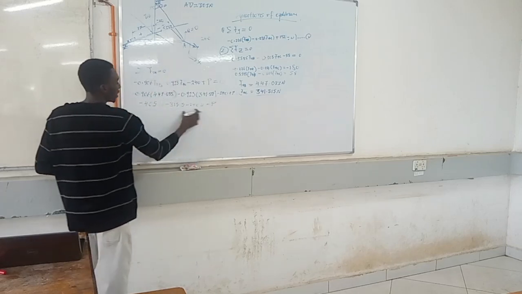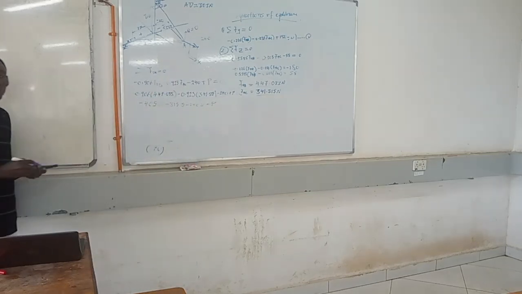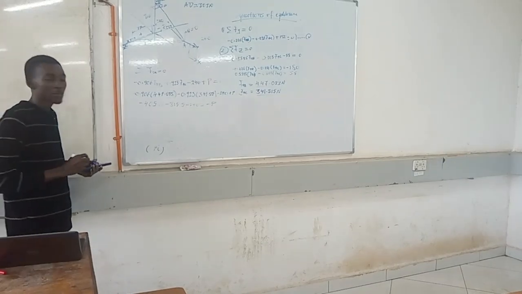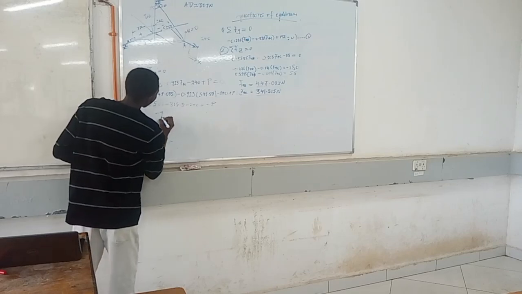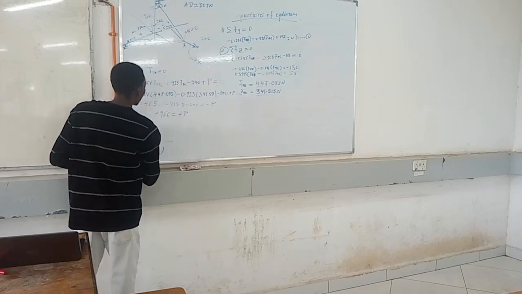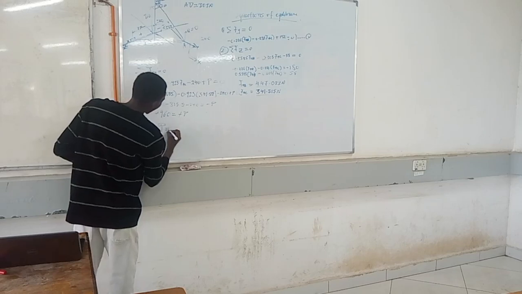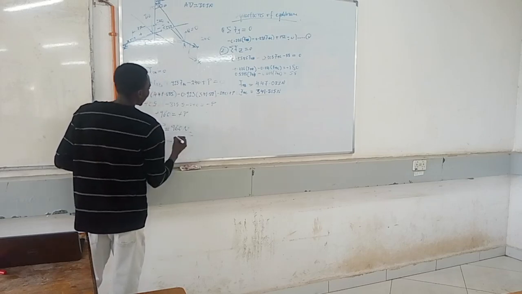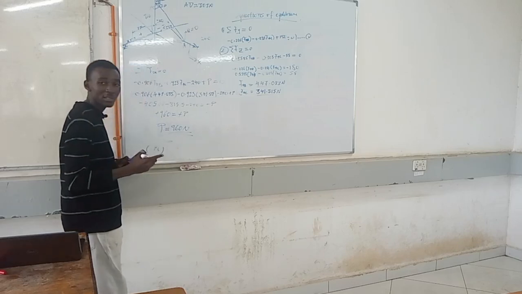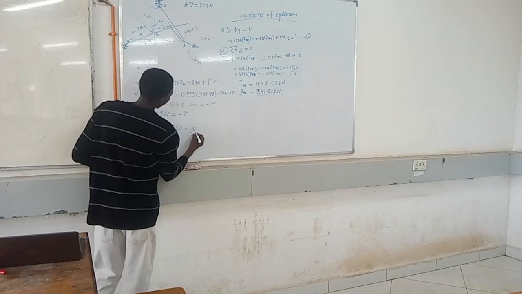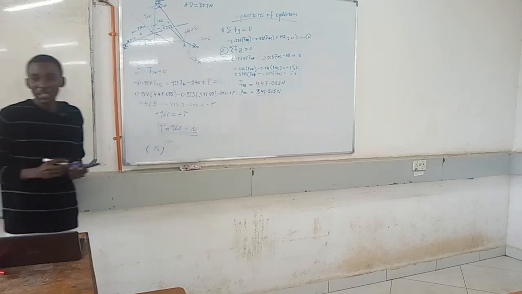Can you do the math here? So it's going to be negative 960 is equal to negative P. So negative and negative will cancel out. Therefore, P is equal to 960.6 Newtons. So it means you are done.